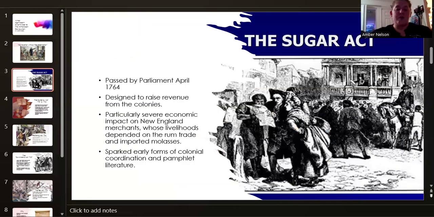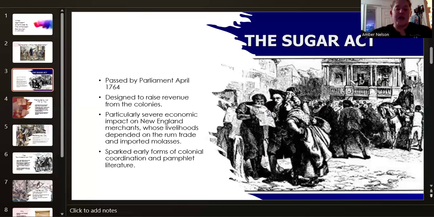The Sugar Act was a turning point. It wasn't just about regulating trade anymore. It was the first British law intended to raise money directly from the colonies, shifting away from the previous policies. This marked a major change in Britain's approach to colonial rule.